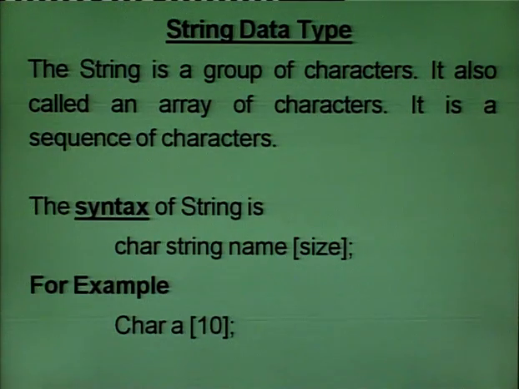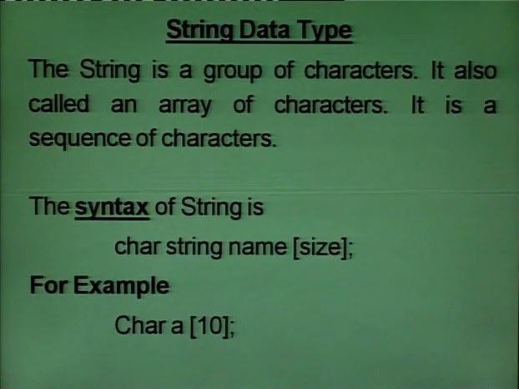We have to store the name into the array of characters. That data type is known as a string data type. This is a special kind of array that is given by the C programming language. It is a group of characters, and it is also called the array of characters. In this, the data is also stored in a continuous memory location.